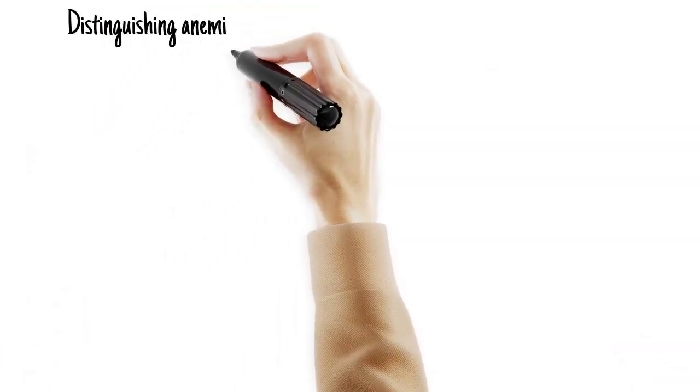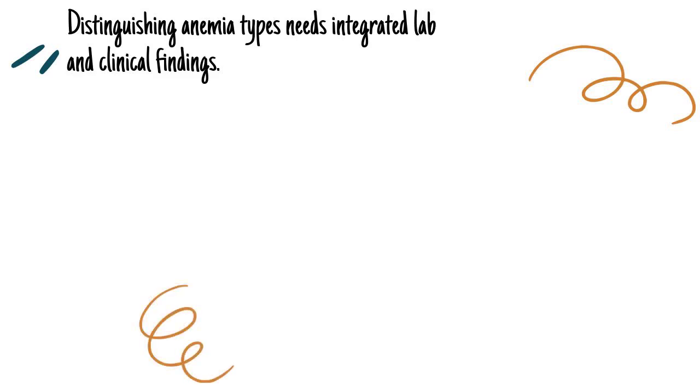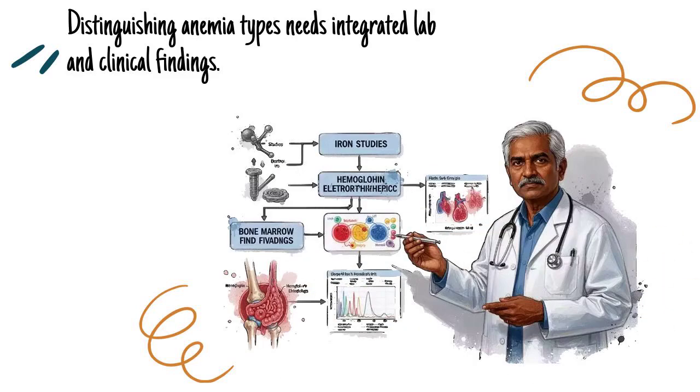And distinguishing iron deficiency from its three main mimics, anemia of chronic disease, beta thalassemia minor, and sideroblastic anemia, including lead poisoning, comes down to reading the iron study pattern, the hemoglobin electrophoresis, and the bone marrow findings together as an integrated picture.